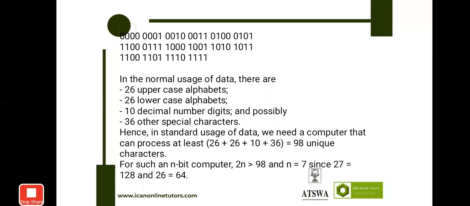So for such an n-bit computer, 2^n must be greater than or equal to 98, and n is equal to 7. Since 2^7 is equal to 128, and 2^6 is equal to 64.